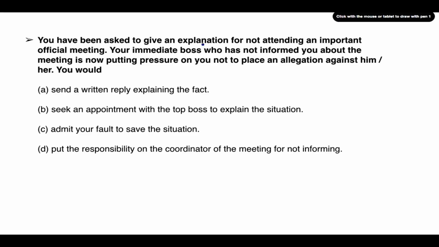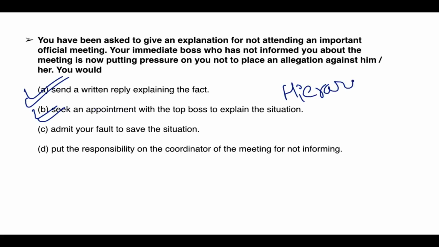So you need to give an explanation for not attending an important meeting. Your immediate boss did not inform you and now wants you to not put pressure or allegation on him. So obviously a written reply is the best answer, and you can also seek an appointment with the top boss to explain the situation. Obviously, because you are within the hierarchy and you are trying to exhaust all the options before going out of it, you cannot admit your fault because it's not your fault, and obviously you cannot put responsibility on the other. So the answer is A or B.